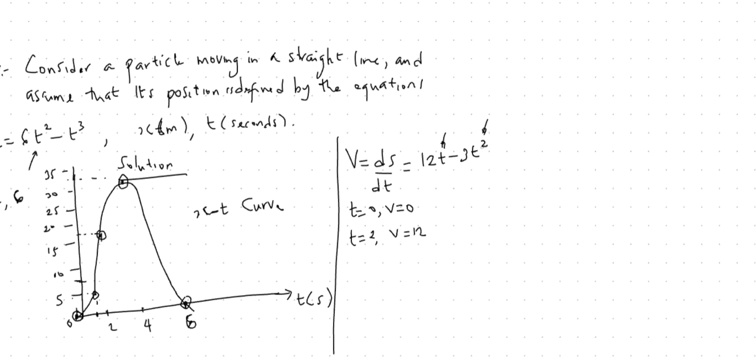That's 24 minus 12, that's 12. Then when t equals 4, v equals 0. And when t equals 6, v equals 36. So if I'm to plot the graph of velocity against time, this is velocity and this is time.